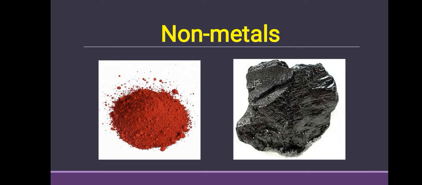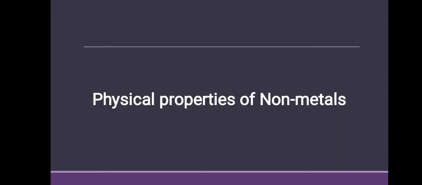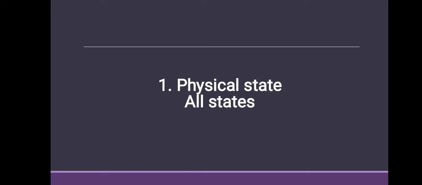So here we have studied some physical properties of metals. Now we are going to see similar properties of non-metals. Here you can see some non-metals I have shown. The common examples are carbon, sulfur, phosphorus. Now we are going to study the physical properties of non-metals, discussing the same properties. You will find that the properties of these non-metals are exactly opposite to those of metals.